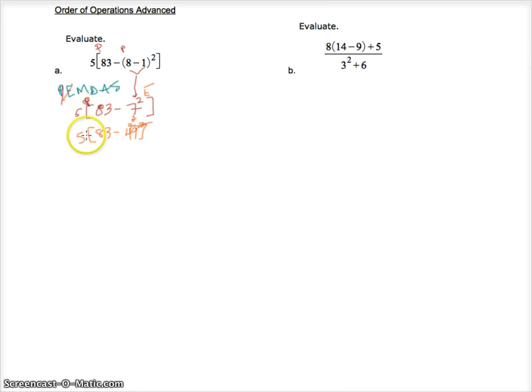So I have 5, bracket, 83 minus 49. Well, I still have a parenthesis here I need to solve. So I have 83 minus, so here's my subtraction for the problem, 83 minus 49, which is going to be 34. And then I have another bracket and the number 5. Well, I have 5 right next to a parenthesis. This means to multiply.